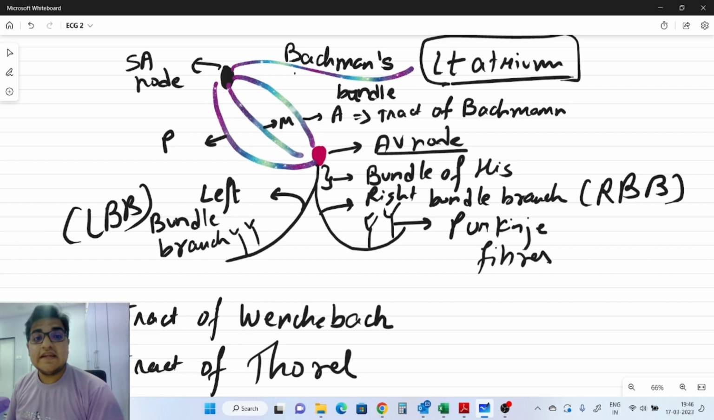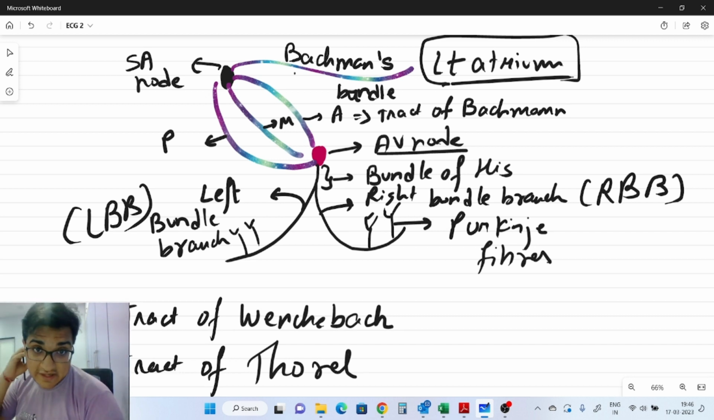Now why do we need to know this anatomical aspect of the conducting system? When we are going to study the later parts of applied ECG, we'll be studying something called conduction system blockages. That means we are going to have blockages in these conducting systems. Mostly we have blockages in the bundle of His. Okay, that is a complete block. We have incomplete types of heart blocks and complete types of heart blocks.